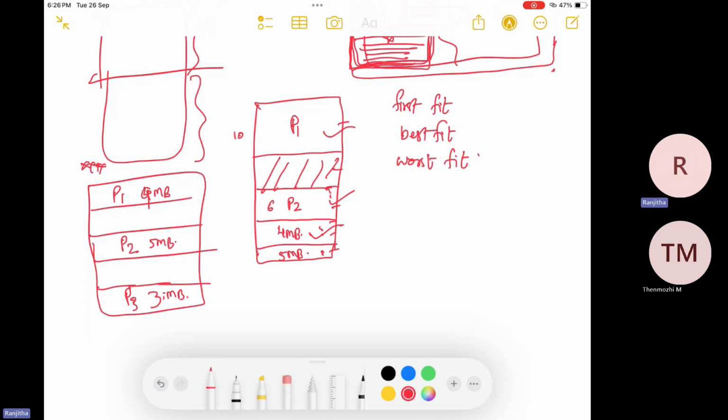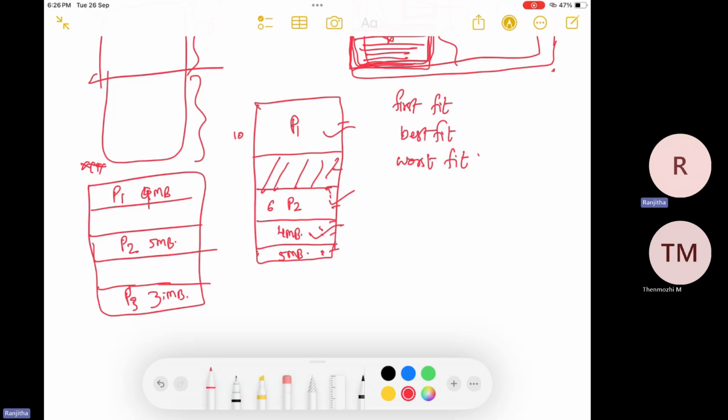Whereas in the worst fit scenario, it will go and occupy the largest available block. Every process will be allotted to the largest available block.